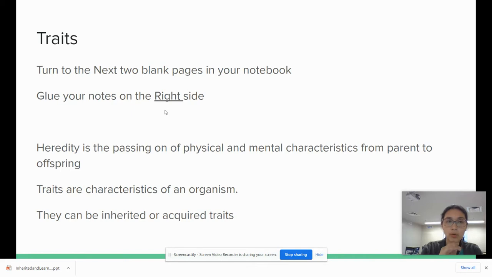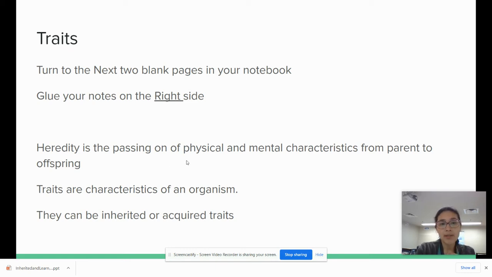Okay, so here are your notes. You should have either a piece of paper or a science notebook that your parents maybe got you, or an extra one around, because you're going to be writing notes this semester. I feel like writing notes is going to help you remember some of these concepts. In order for me to know that you wrote your notes, I want you to take a picture of those and attach them to your assignment. For today, turn to your next two blank pages in your notebook. Write your notes on the right side, and your title is going to be traits.